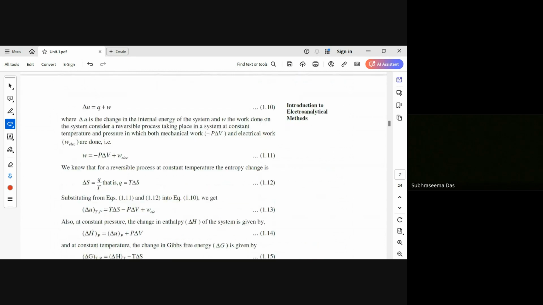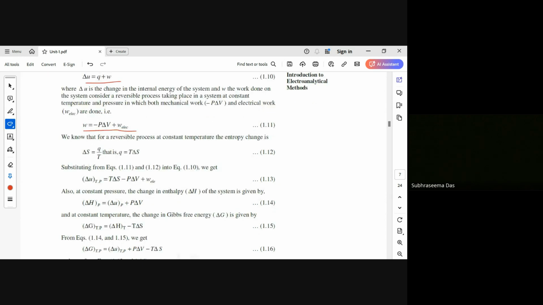The mathematical form of the first law says that delta U is equal to Q plus W. Delta U represents the change in internal energy and W is the work done on the system. Since we are concerned with the electrochemical cell, we will consider W as W electric. So we can write W as minus P delta V plus W electric. P delta V indicates the mechanical work and W electric the electrical work, so we write W as a combination of these.